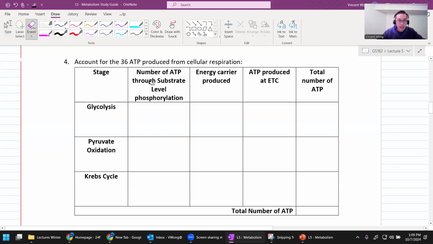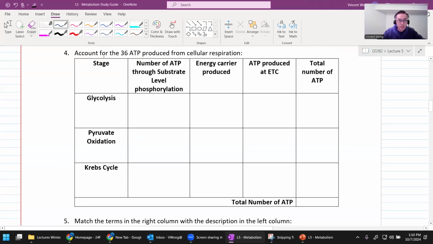Glycolysis. How many ATPs are produced through substrate level phosphorylation? Okay, by now, you should know there are two net ATP. Oh, it's not letting me write it. Let me try again. Two net ATP.